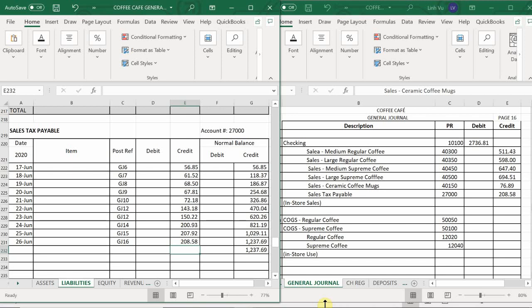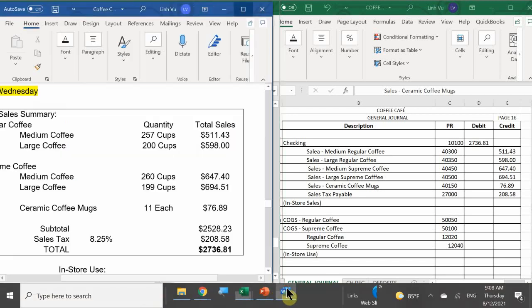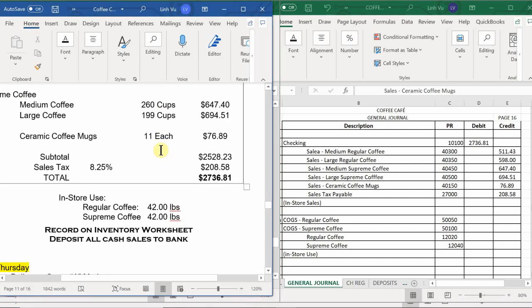Okay, and then we're going to go to our cost of goods sold. Oh, here, yeah. We actually need to go to our inventory first. Okay, inventory worksheet. So let's go ahead and determine how much we actually used in store. We used for regular coffee 42 pounds, and then for Supreme Coffee, we also used 42 pounds.